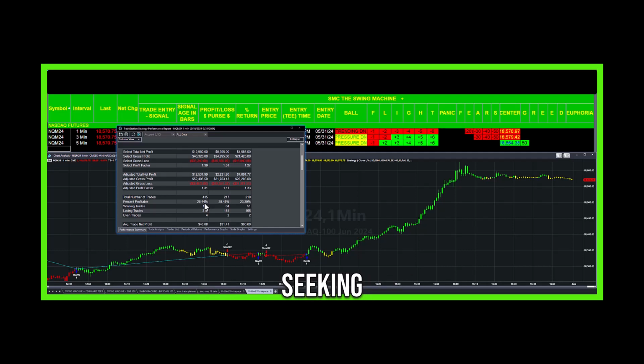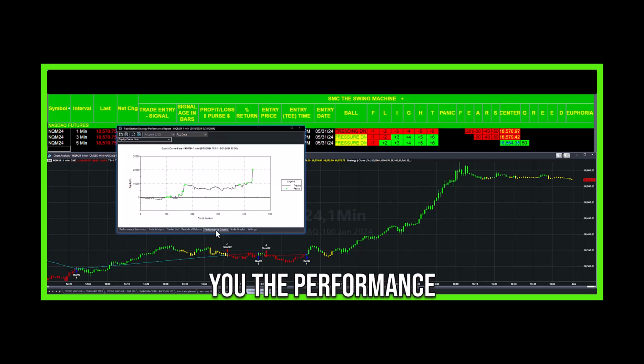If you are seeking a win-loss ratio of 70 and 80%, that's fine and very achievable. In fact, it must be achievable if you are a counter trend trader. But if you are trend trading, 30 to 50% is the norm. Let me show you the performance graph.